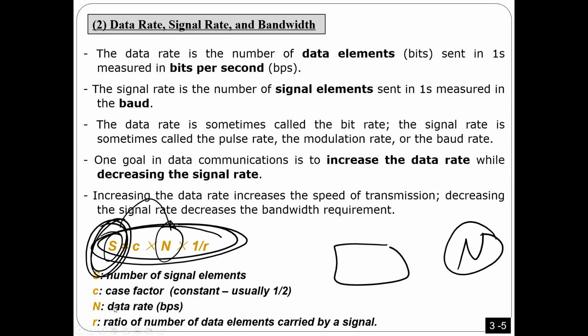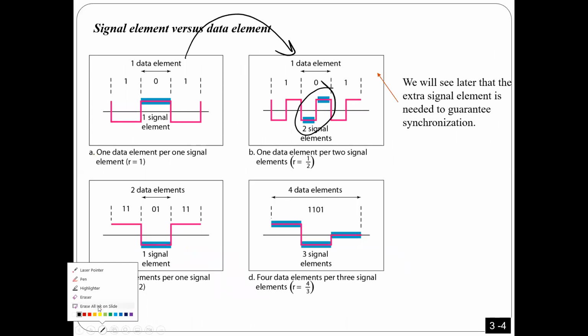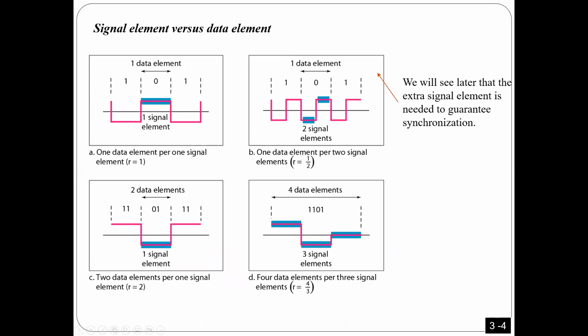No, the ratio. What's important is the ratio. Let me tell you here. You can imagine every signal element like one car. Here I'm going to transfer one bit using 2 cars, for example. You got what I'm saying? Here I'm going to transfer two bits using only 1 car. So this one is better. That's why we have to look at the ratio. So here's the ratio: R is equal to 1, and R is equal to half.